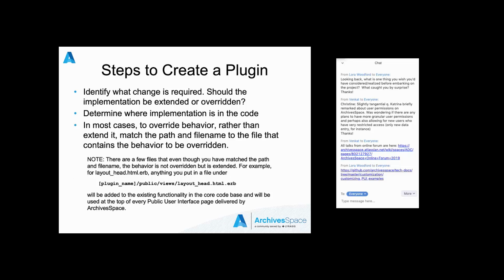You can use the inspect functionality from a web page in an ArchivesSpace installation to give clues as to where the implementation happens in the core code. And there are also ways, if you look at other people's plugins, that might give you another idea of where the implementation might be. In most cases, to override the behavior rather than extend it, you match the path and the file name to the file that contains the behavior to be overridden. So basically it's going to look a lot like what the core code base looks like, with a little bit of a difference in there, and I'll explain that in a minute.